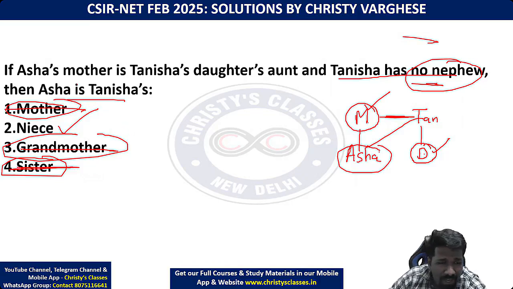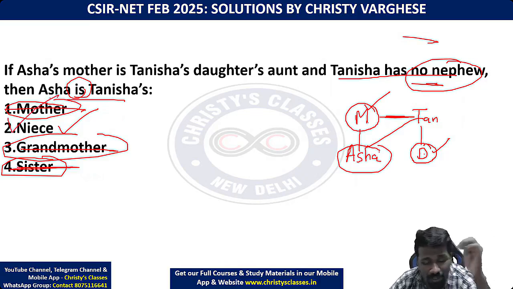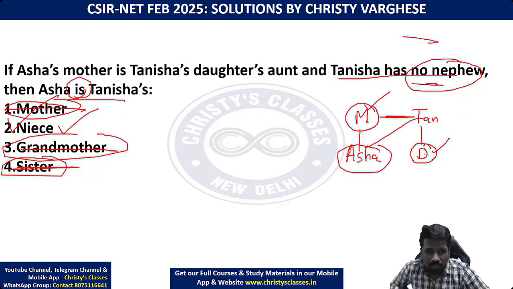In my opinion, Asha can be Tanisha's, that could have been a better term. But you can confirm by option elimination, therefore the second option is the best choice. Is it clear to everyone? Please respond.